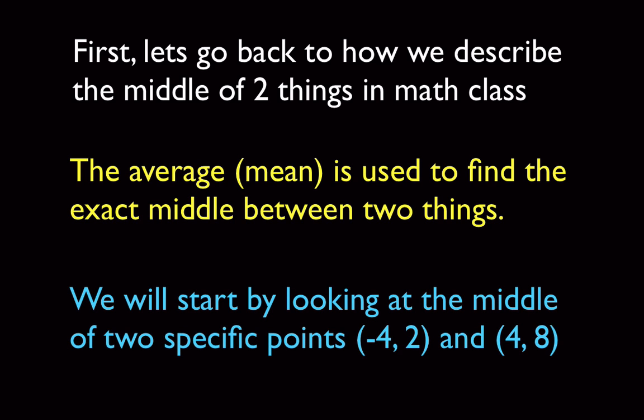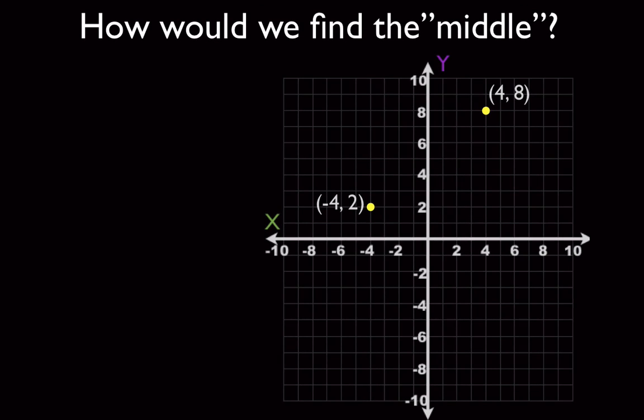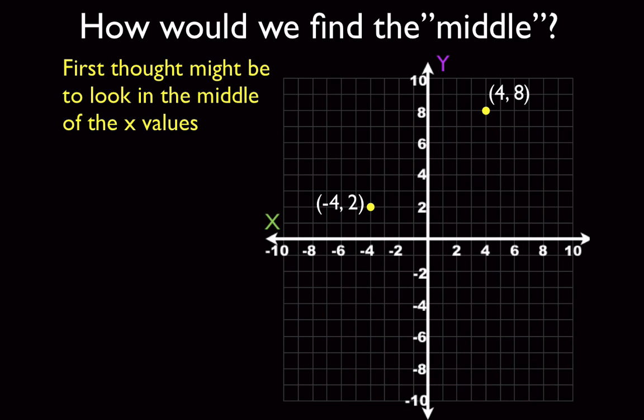So we're going to look at that specific example we did earlier. Okay, and this is the one with -4, 2 and 4, 8. First of all, if I wanted to find the middle, the first thing I would think is, okay, what about the middle of the x's? But as you can see, that doesn't make one point.